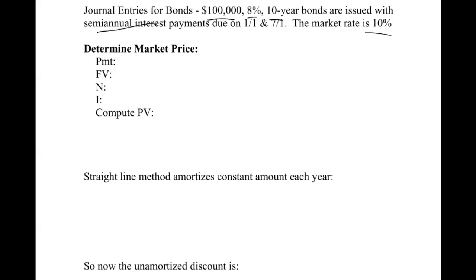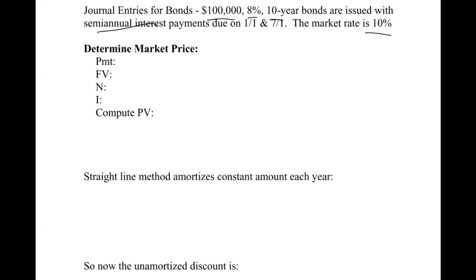So what we're going to do here is look at it at 10%, which we know is a discount, because remember, when the market rate is greater than the stated rate, you're paying less than the market, so you have to offer it at a discount. And then down at the bottom, we're just going to change the market rate and look at it as a premium.